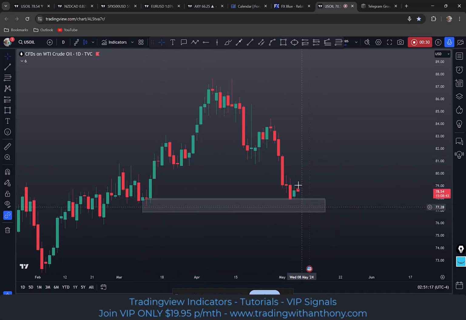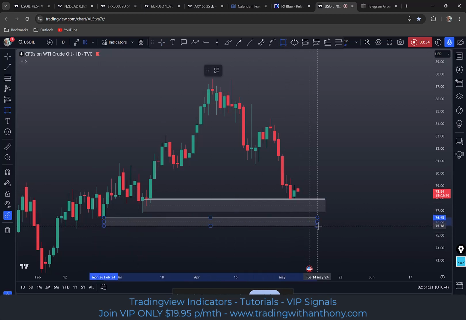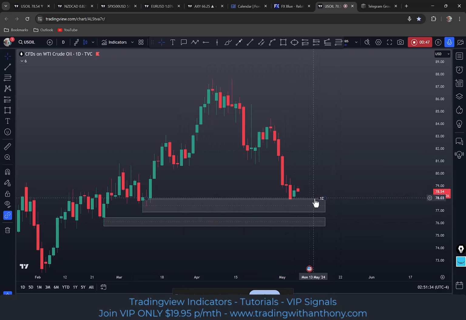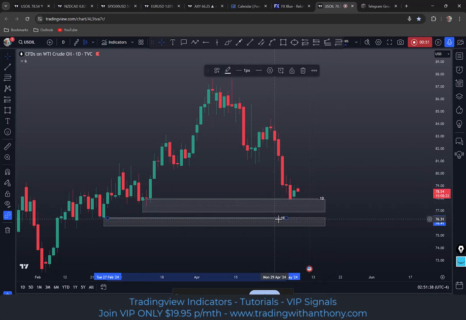So target 1, potentially target 2. So we've got these lows, level of interest. I'll just mark it up, daily, copy and paste it, and we'll throw that in there. That's that. Alright, so we'll go down now to the 4-hour time frame.